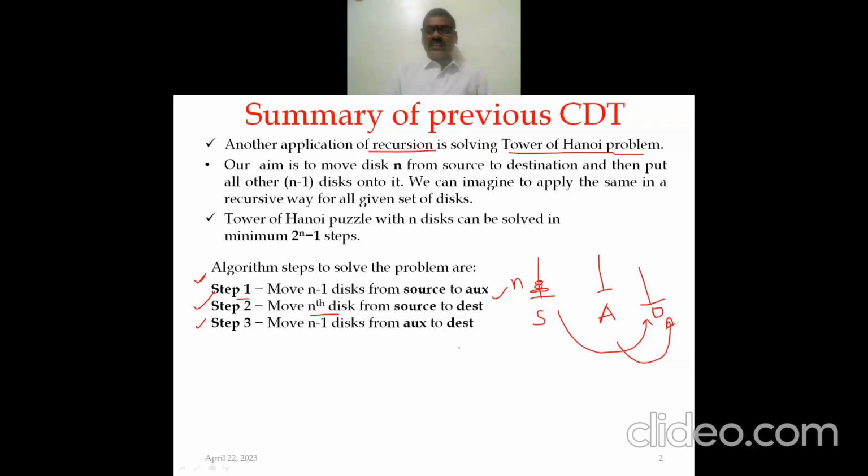So when you are moving n minus 1 disks from auxiliary to the destination, the source will be used as an auxiliary, and the auxiliary will be used as a source. So in the recursion, implicitly we have used the system stack, and there are 2 power n minus 1 steps involved to solve this particular problem, where n is the number of disks. Fine. So this is the generalized formula to solve this particular problem.